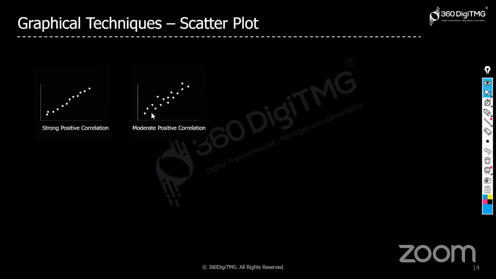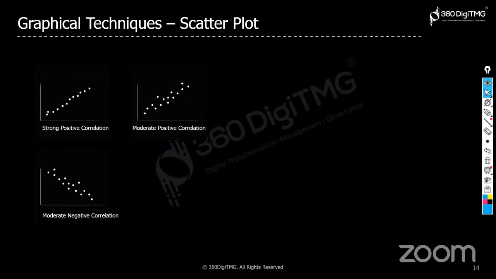Here, one value is increasing and the other value is also increasing. So that is positive. And what else? The data points are not very closely packed together, just like in the first case. Here the data points are somewhat cluttered. That's why this strength is moderate. But these are in the form of a straight line itself, so this is linear. And coming to the third one, we have moderate negative correlation.